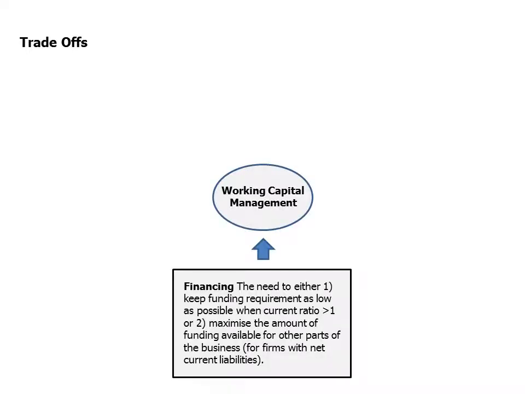So start with financing. If a company has a current ratio which is greater than 1, so current assets greater than current liabilities, working capital has to be financed. And the goal in this case is to keep that funding requirement as low as possible. So keeping working capital as low as possible. On the other hand, if the current ratio is less than 1 and working capital is a source of funding for the rest of the business, then the goal is to maximize the amount of funding available for the other parts of the business, so as to increase net current liabilities.